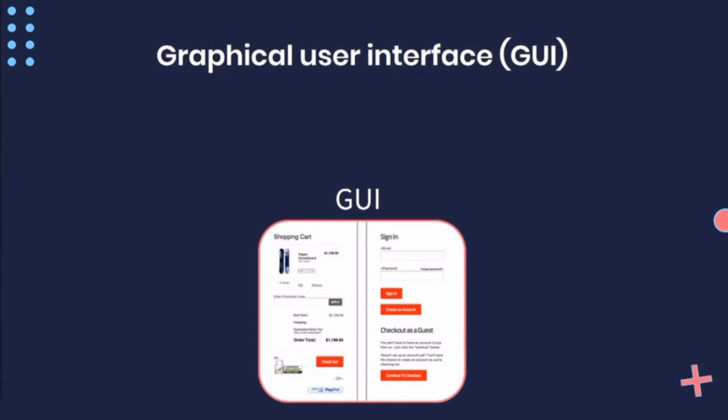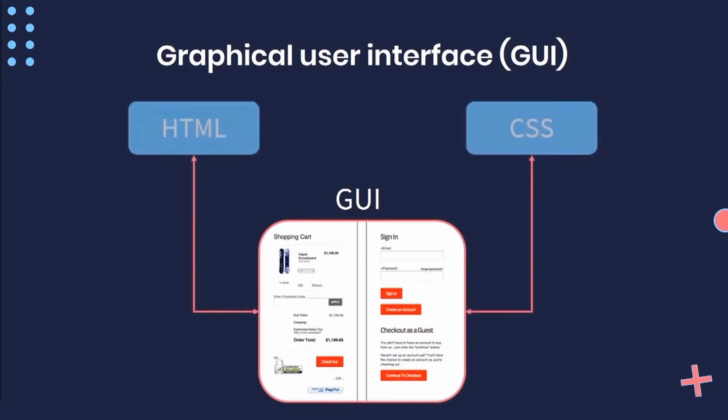But one of the most important things to remember here is that the GUI is made up of the HTML code as well as the CSS code. That's very, very basic. You can include JavaScript as well, but keep in mind, we are trying to just simplify things for the time being.